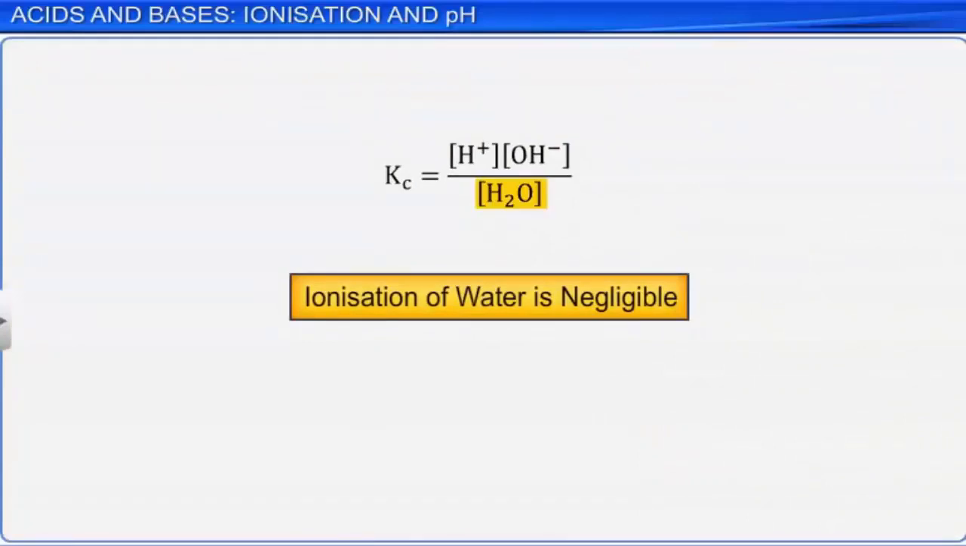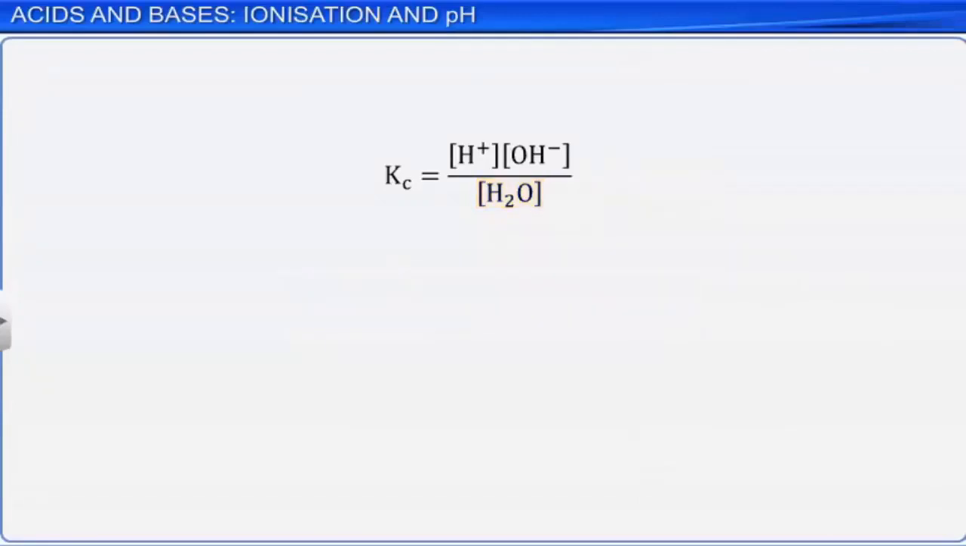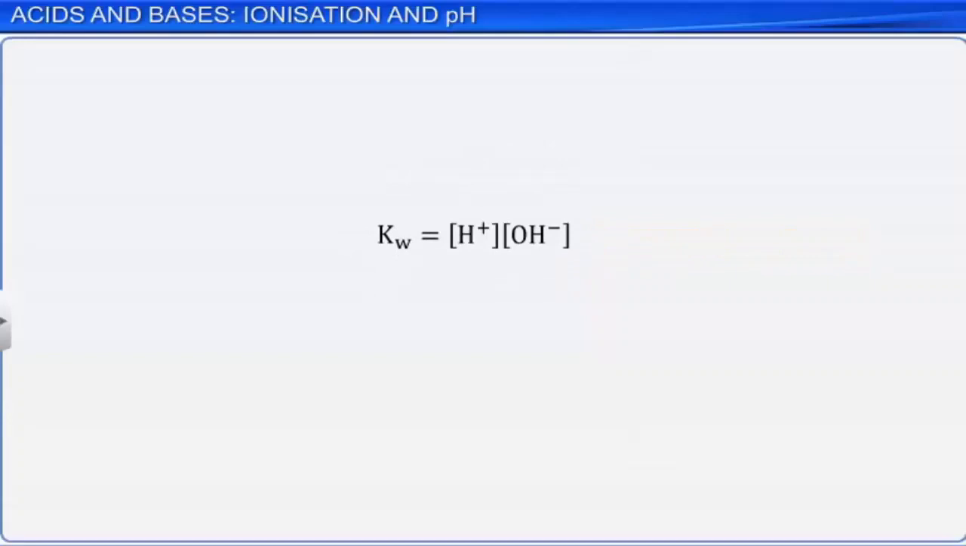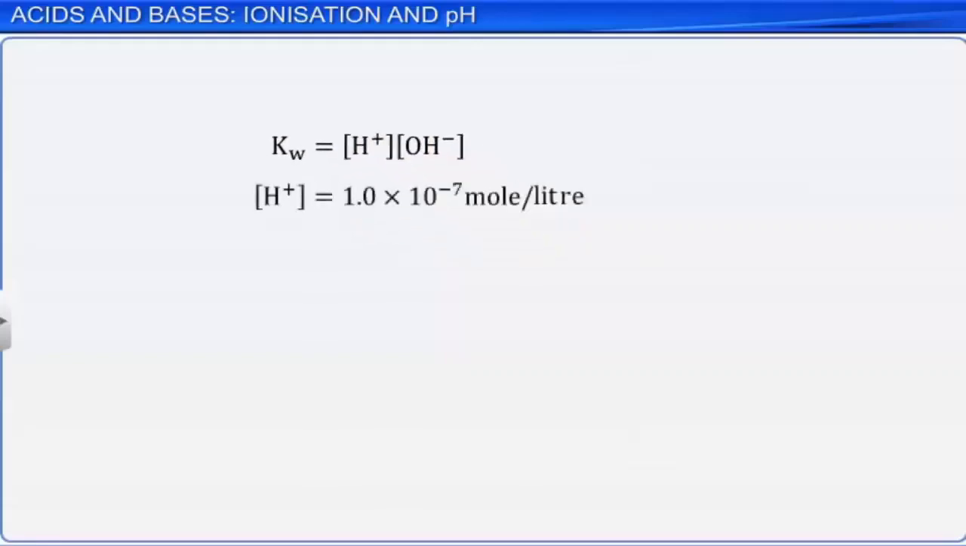Since the ionization of water is negligible, the concentration of water can be taken as constant. Thus, the concentration of H2O can be incorporated in the value of Kc to give a new constant, Kw, called the ionic product of water. The ionic product of water, Kw, at a given temperature, is defined as the product of the concentrations of the H plus and OH minus ions in water or in aqueous solutions.